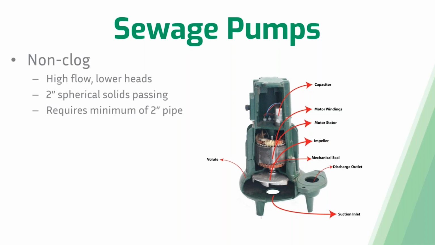When it comes to non-clog sewage pumps, you have to use at minimum 2-inch pipe or larger, and that is just to, again, allow you to pass at least 2-inch spherical solids.